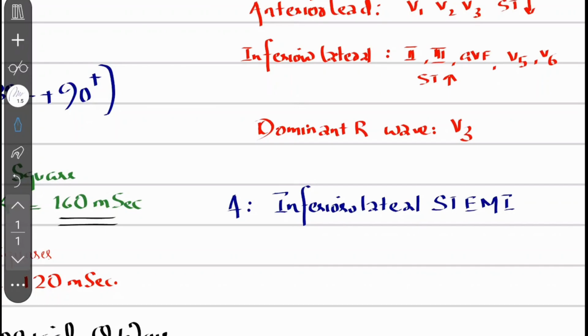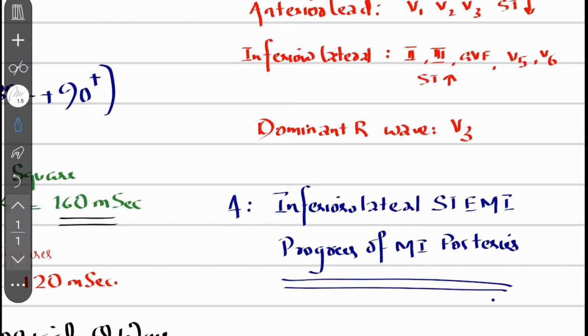We could say that this inferolateral MI has progressed to the posterior part of the heart. That is why the anterior leads show ST segment depression and a dominant R wave in V3. If you take V7 and V8, the leads on the posterior side of the heart, you could see ST segment elevation. So this is the final diagnosis. Okay. Thank you for listening.